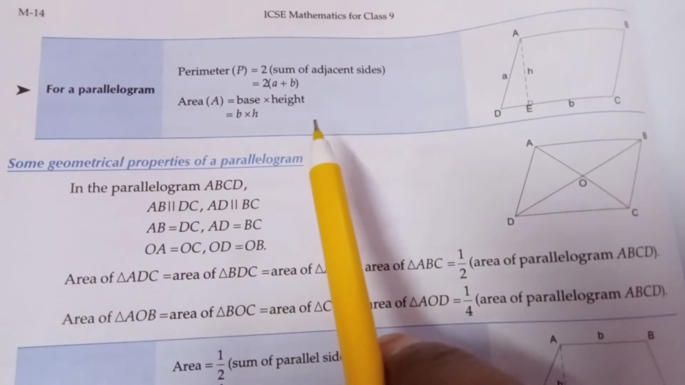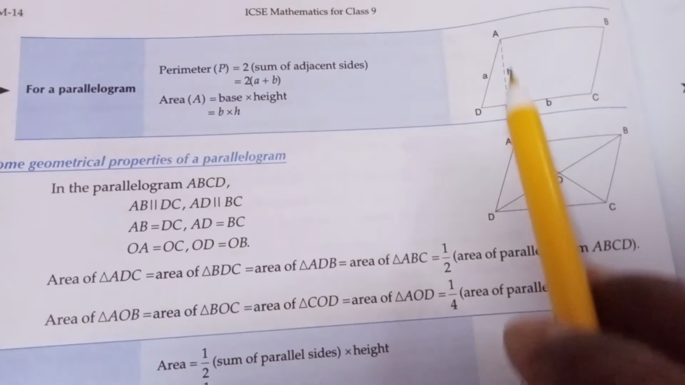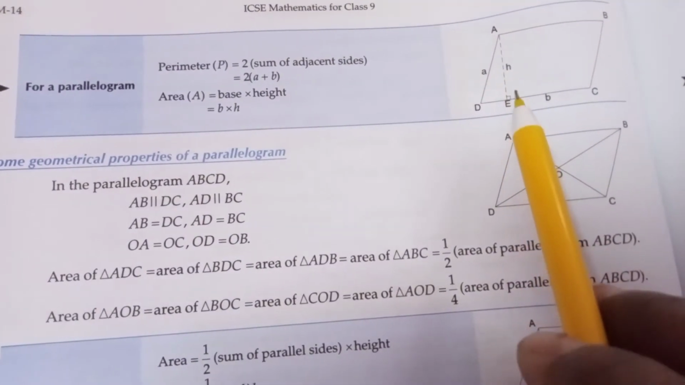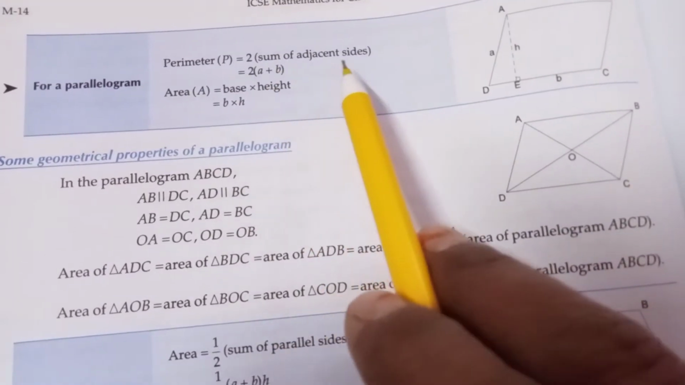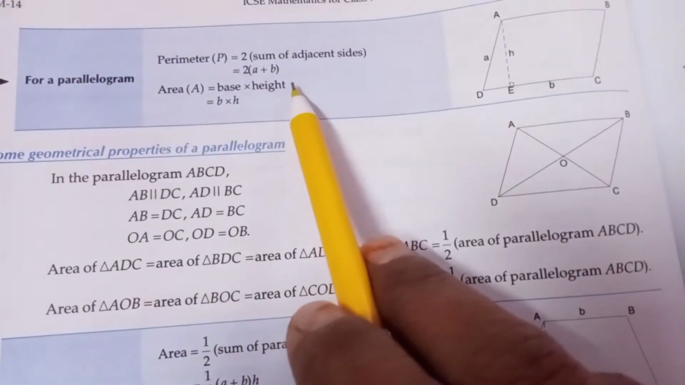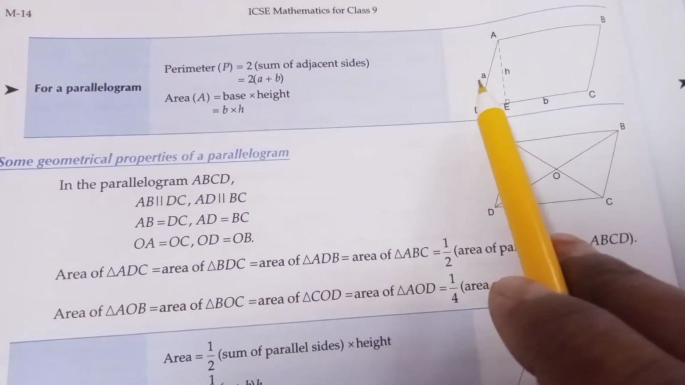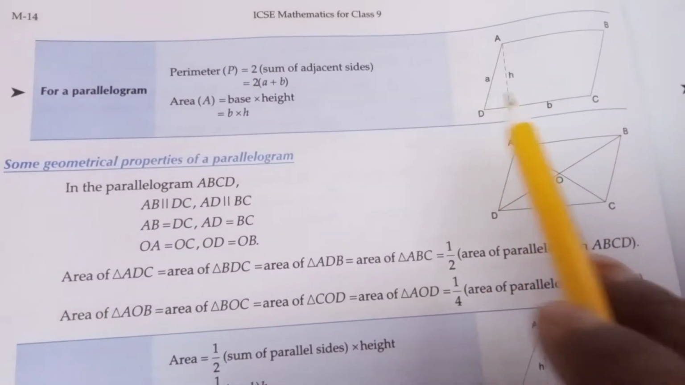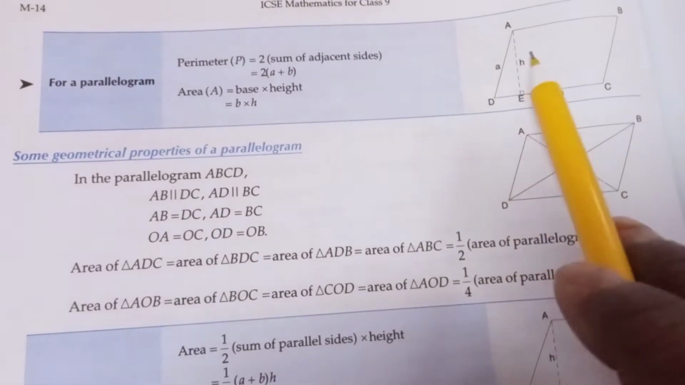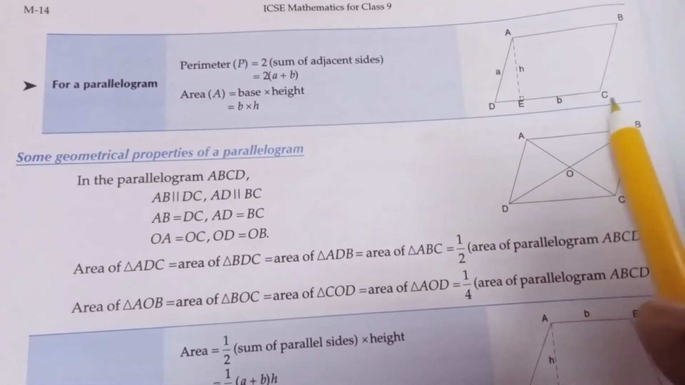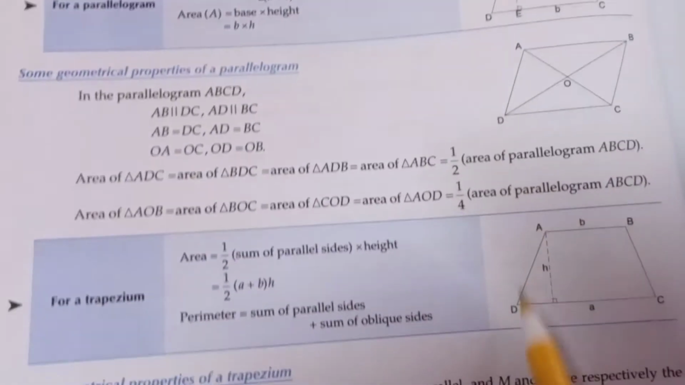In case of parallelogram, the property is that opposite sides are equal and parallel, and the distance between the two parallel sides is h. In that case, perimeter is 2 times the sum of adjacent sides, 2 into a plus b. These are the adjacent sides. This measurement is a and this one is b. So 2 times the sum of adjacent sides is the perimeter of a parallelogram, and the area is base into height. Base into height.